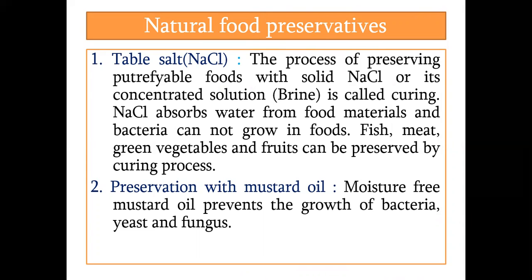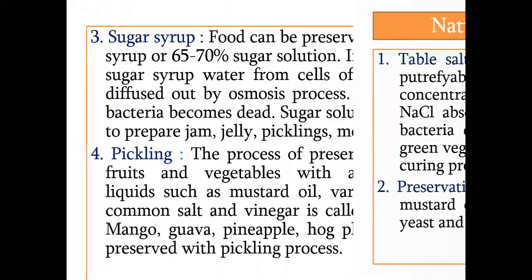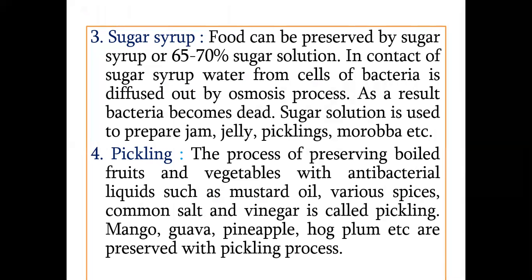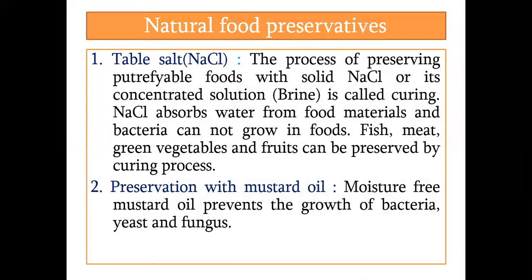Table salt, mustard oil, sugar syrup, and pickles are natural food preservatives. Table salt can be used to preserve fish, meat, green vegetables, and fruits. The process of preserving putrefiable foods with solid sodium chloride or its concentrated solution is called curing. Preservation with mustard oil: moisture-free mustard oil prevents the growth of bacteria, yeast, and fungus, so food can be kept safe.